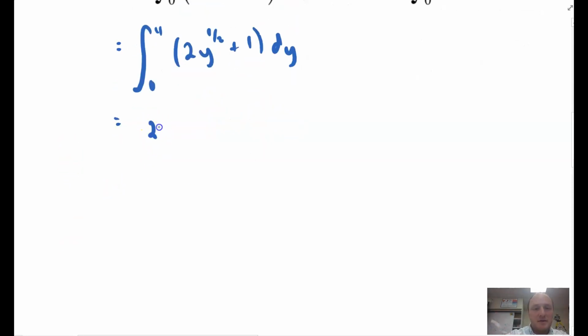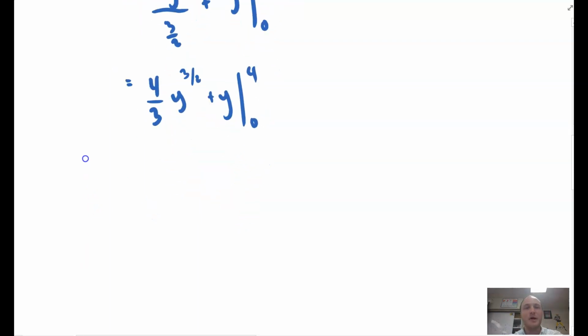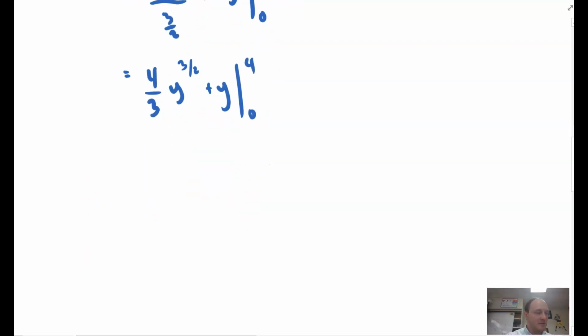So I have 2y to the power of 3/2 over 3/2 plus y. Notice I don't have a plus c. There's no plus c in the fundamental theorem of calculus. That's an indefinite integral. Here it's definite. I want a numerical value. I'm going to evaluate, so that's what that bar means, from 0 to 4. Let me clean this up. This is 4/3 y to the 3/2 power plus y evaluated from 0 to 4. All I did was multiply by the reciprocal.